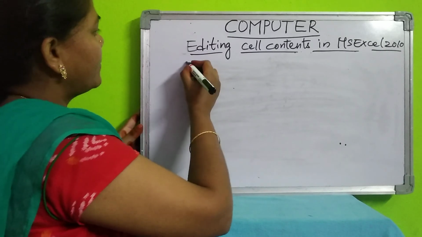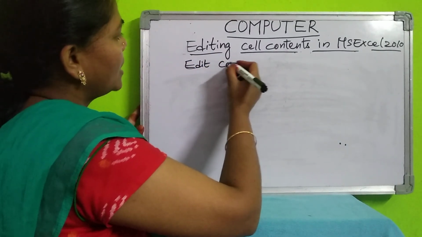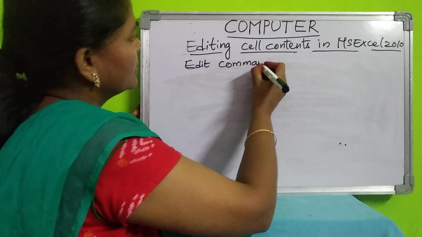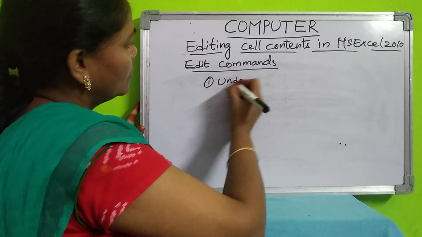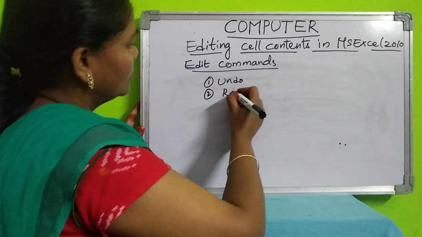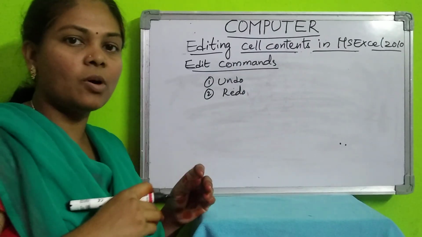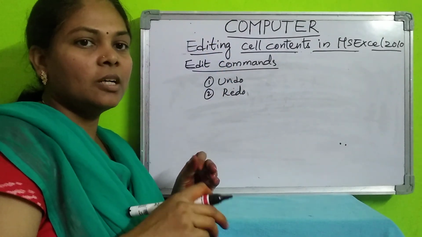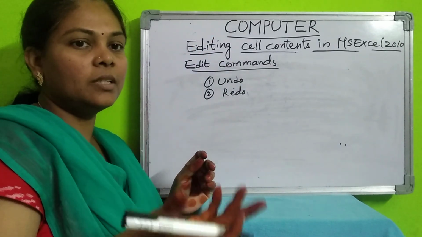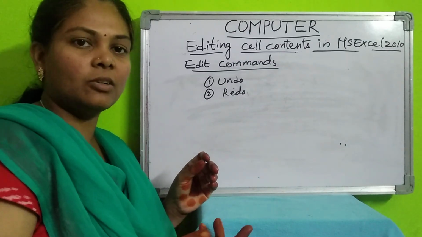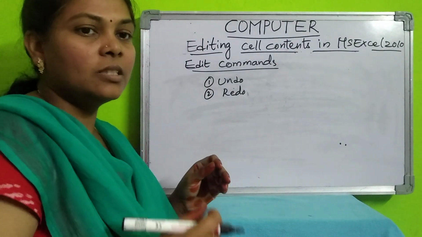Next one, edit commands. We have 2 edit commands here: one is undo and the other is redo. Okay, how to select the cells? By dragging the mouse we can select the cells, or you can use Ctrl+A to select all the cells at a time. And you can save it or print those selected cells. That is cell selection.